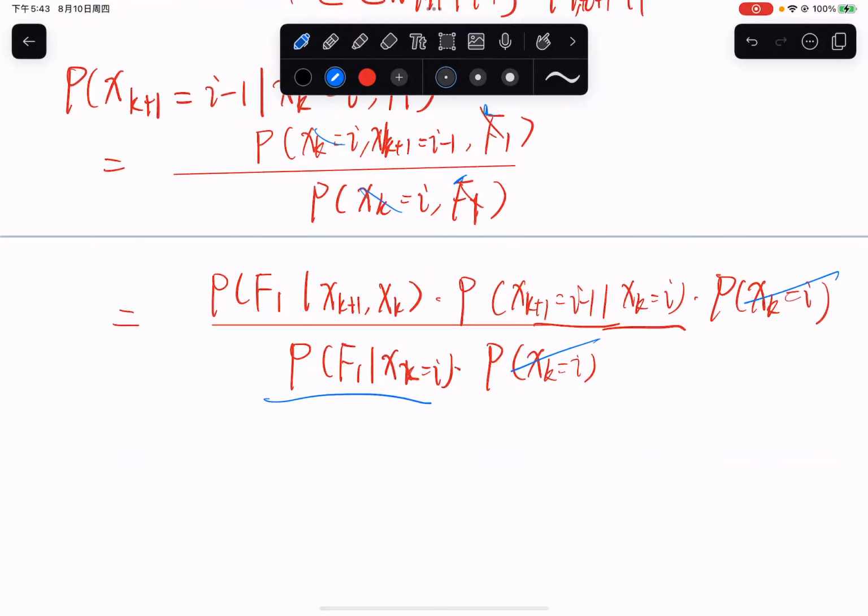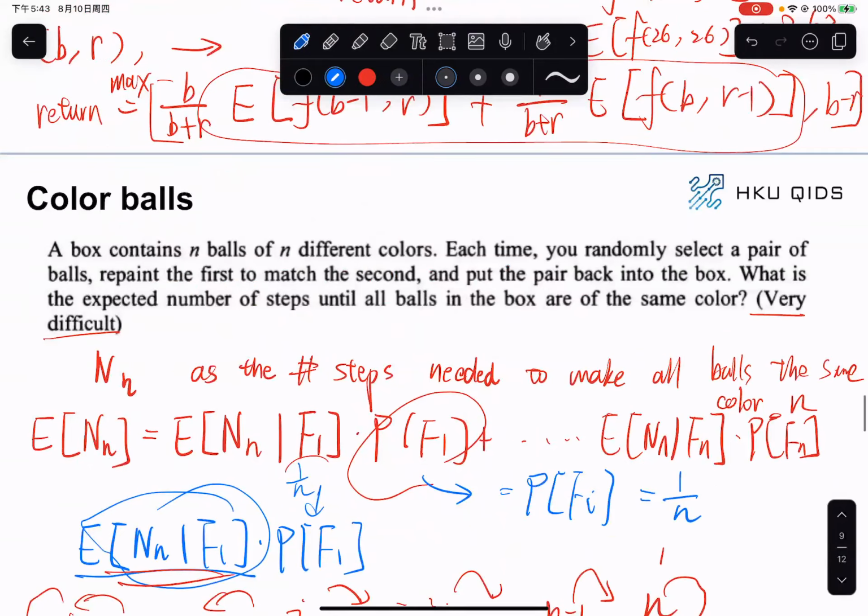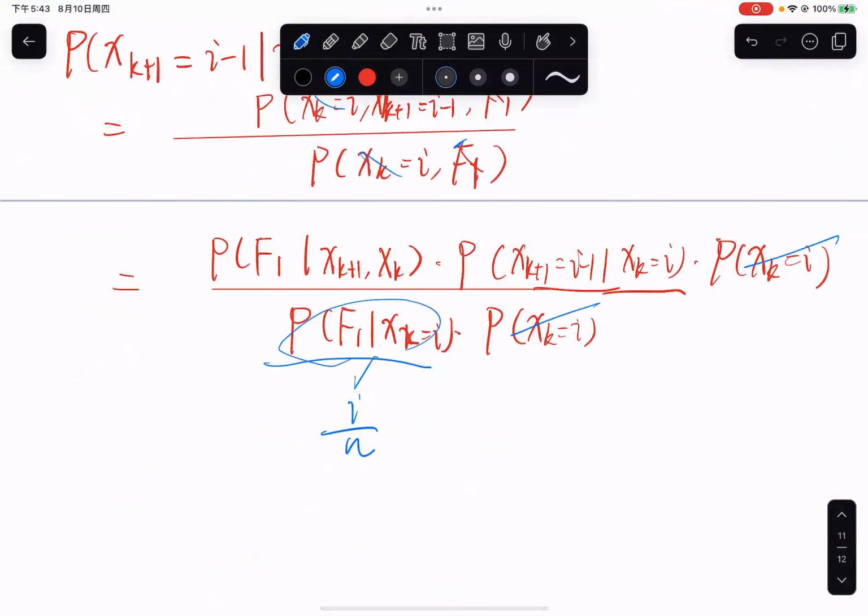And how about this part? Conditional on the state, we currently have i balls. What's the probability of F1 happening? Basically, when n balls go to the color 1, it should be i over n. Why is that the case? Because originally, when all n balls have different colors, each of them has a probability of 1 over n. But now, within these n balls, i of the balls have already been color 1. So we can think of it as a whole group, and each of them brings us 1 over n probability. So in total, there is i over n probability, okay?